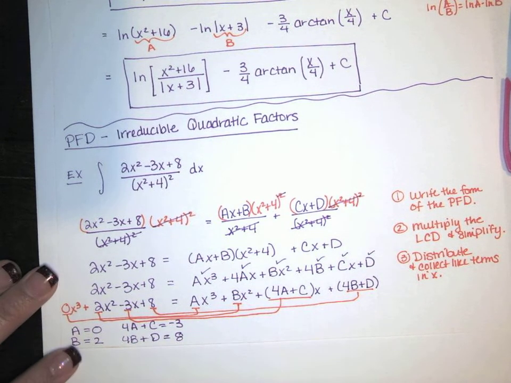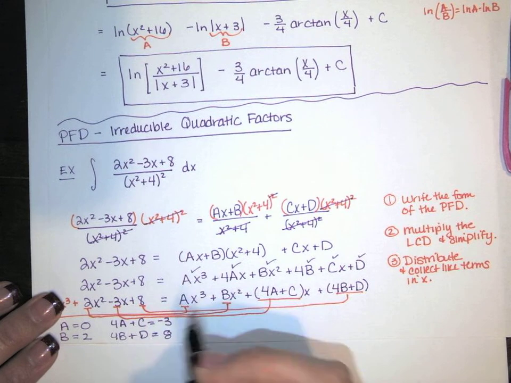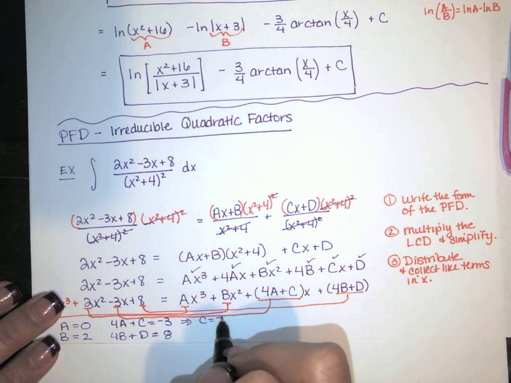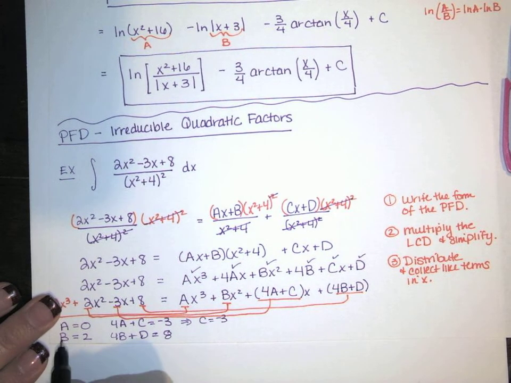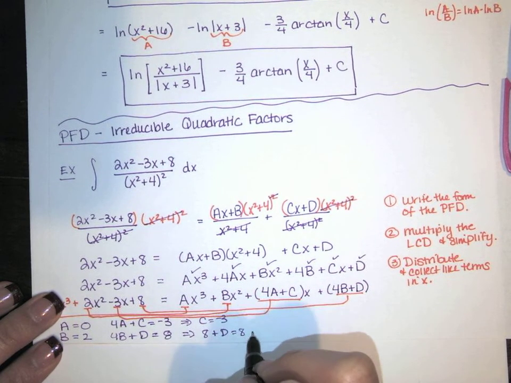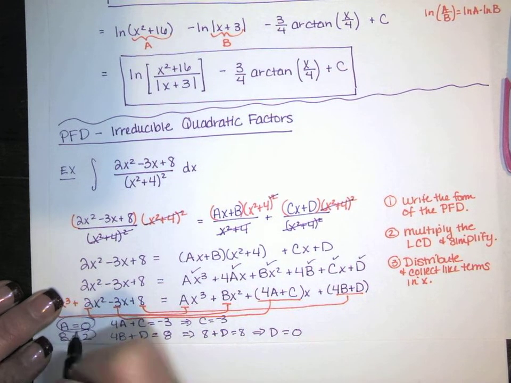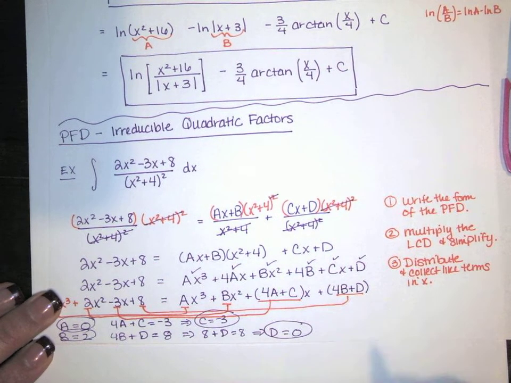Well, this is very nice. We have 4 equations and 4 unknowns, but 2 of those equations already tell us what a and b are. If I know that a is 0, this tells me that c equals -3. So now I've got a, b, and c. And if I know that b is 2, this is 8 plus d equals 8, so d must be 0. So I've got a, I've got b, I've got c, and I've got d.